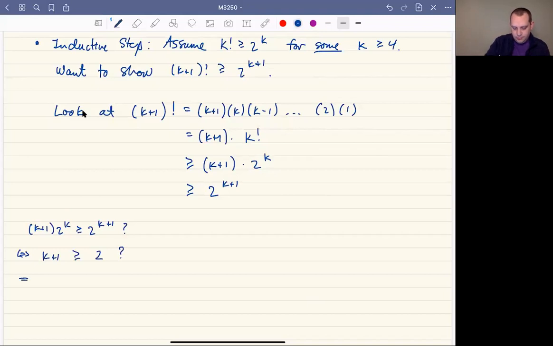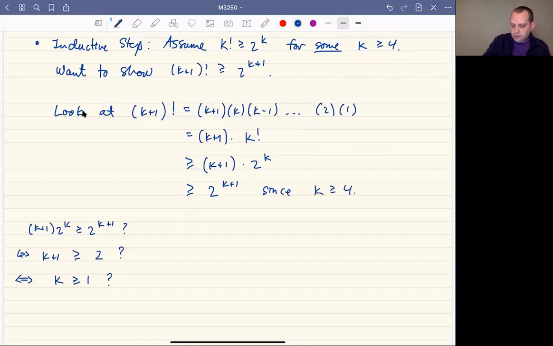Well, one more step. That inequality is obviously equivalent to whether k is greater than or equal to 1. And is k greater than or equal to 1? Yes, because by our assumption, we're assuming that k is at least 4. In particular, it's at least 1, and everything is fine. So k plus 1 times 2 to the k is in fact greater. This is a valid inequality since k is greater than or equal to 4.